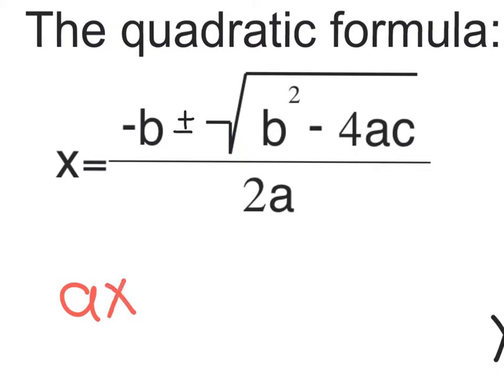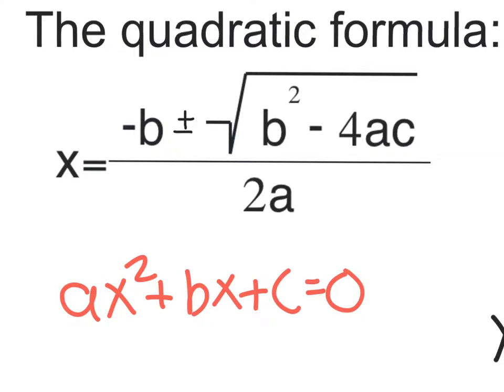If you have ax squared plus bx plus c equals 0 and they ask you to solve it, all you got to do is take your a value, your b value, and your c value and plug them into the a's, into the b's, and into the c's, and then do the math, and it'll give you the answer instantly without having to complete the square or factor or any of that other stuff, right?